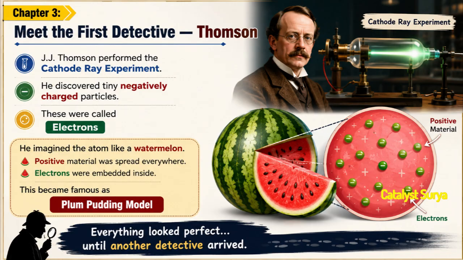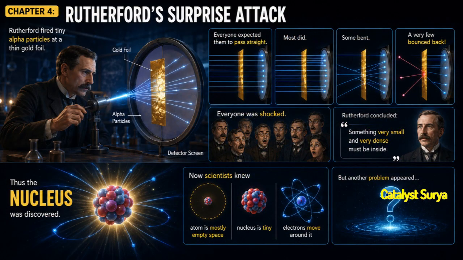He imagined the atom like a watermelon. The positive charge was spread throughout the atom. The electrons were embedded inside it, just like seeds inside a watermelon. This idea became famous as the Plum pudding model. Everything seemed perfect until another scientist arrived. His name was Ernest Rutherford.